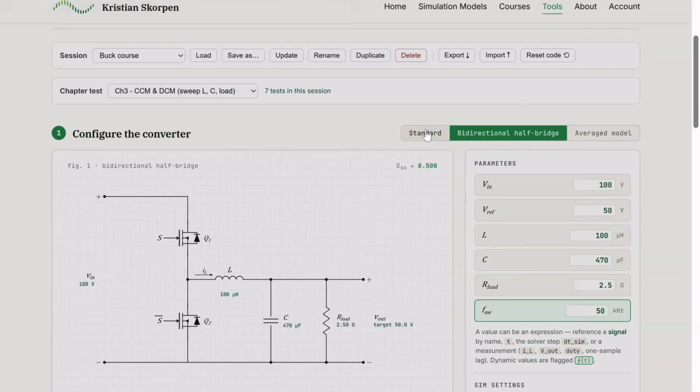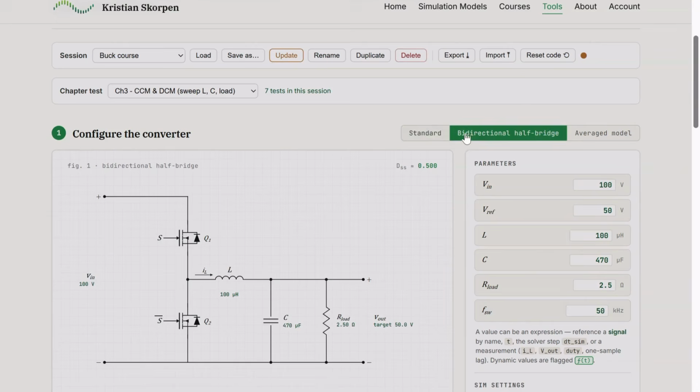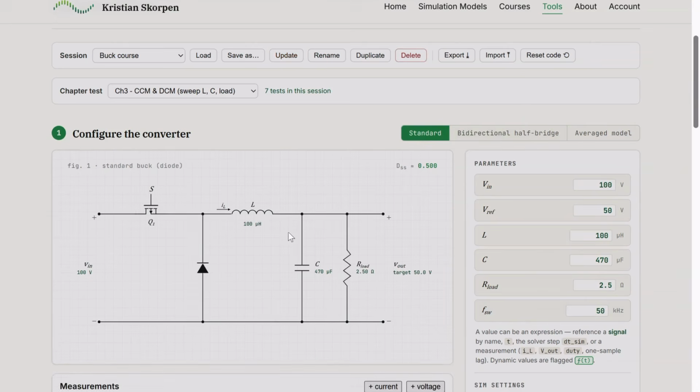Actually, I will use this standard type where we have a diode here instead. The behavior is almost the same. The only thing is that we would not be able to have a current flowing in the opposite direction as we have for the bidirectional one. So that is why I choose to go with this one.